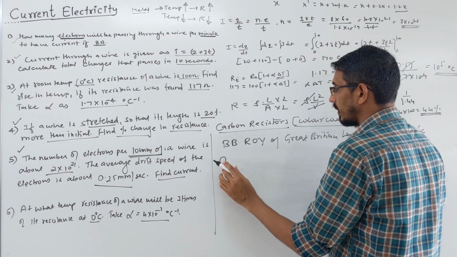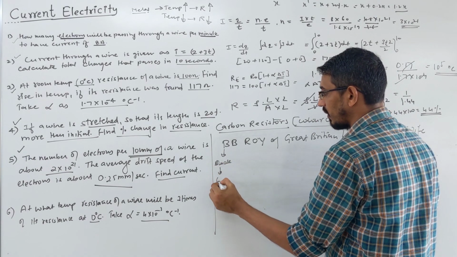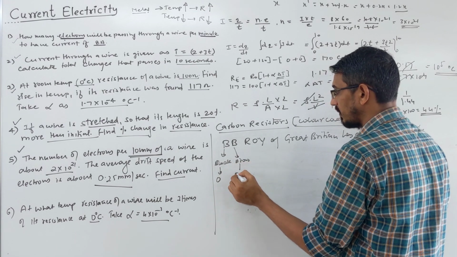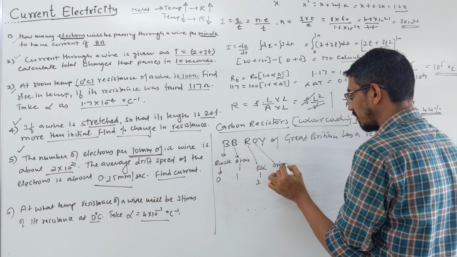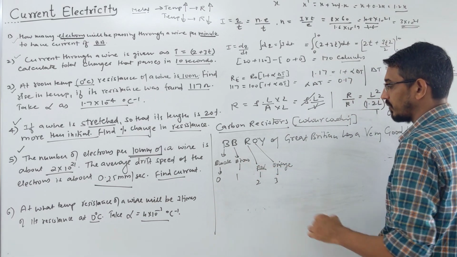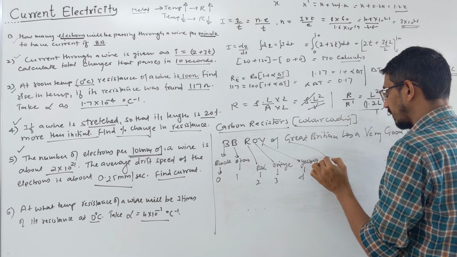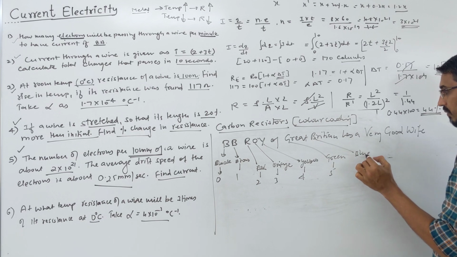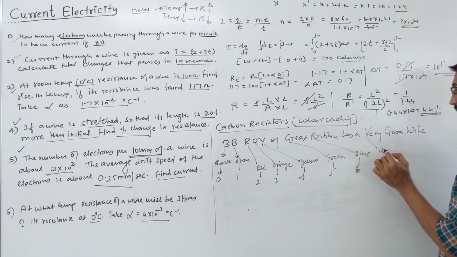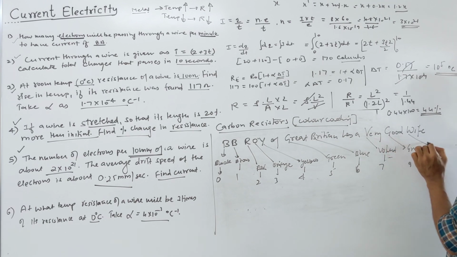Start from 0 to 9. First color is called what? Black. It has a value of 0. Brown has a value of 1. Red has a value of 2. Orange, 3. Yellow, value of 4. G means green, value of 5. B means blue, value of 6. V means violet, value of 7. G means gray, value of 8. And white has a value of 9. These colors you know, right?